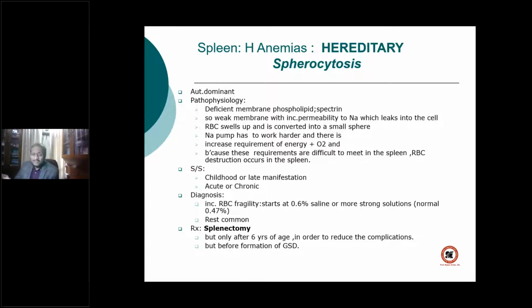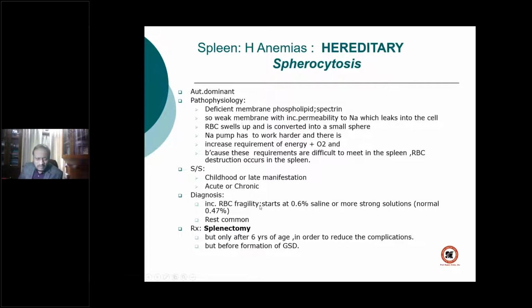And what is the site where the energy is at a premium? It is in the spleen. So in the spleen, the RBC gets even less oxygen, so less energy generation, and that is why the RBC destruction and the swelling up would be there more in the spleen. Manifestation, either childhood or late manifestation, acute or chronic, similar to any hemolytic anemia.